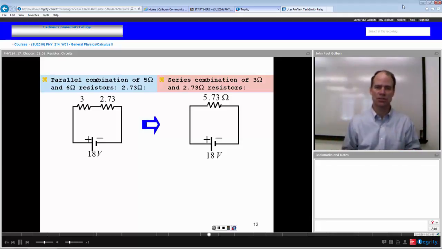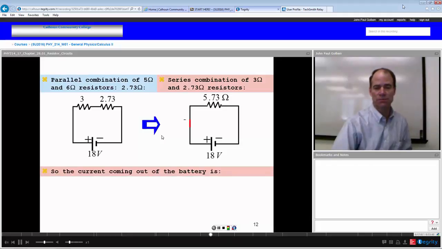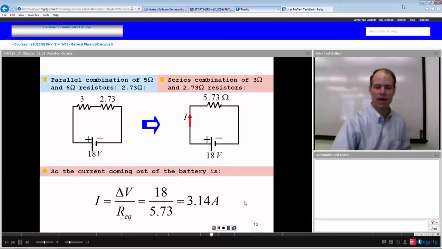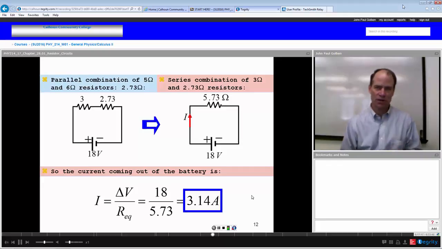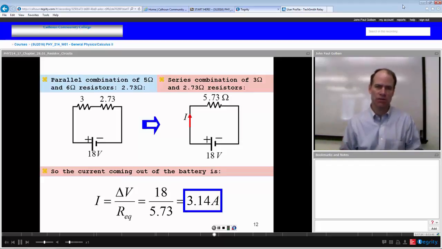If I choose this equivalent circuit, that current is going to be 18 volts divided by 5.73 ohms. So my current coming out of the battery is 18 divided by 5.73, 3.14 amps. That's going to be my current coming out of the battery in any representation I choose, because my equivalent circuits should have no different effect on the battery.